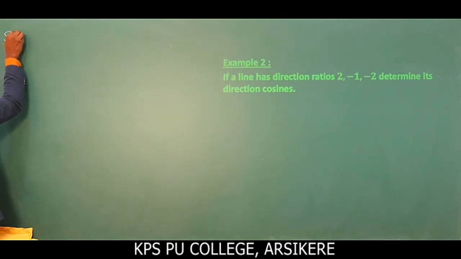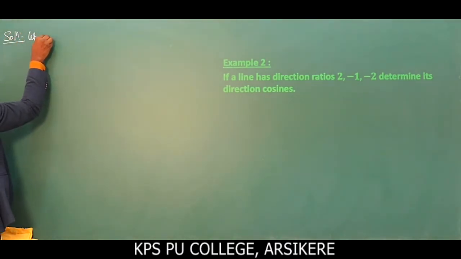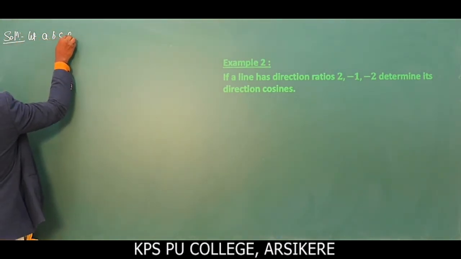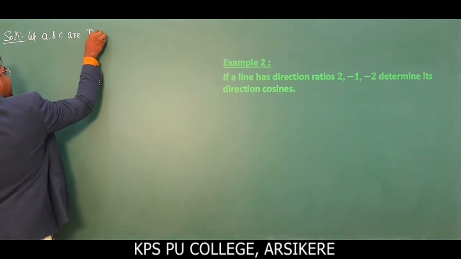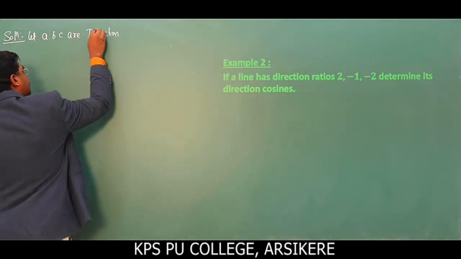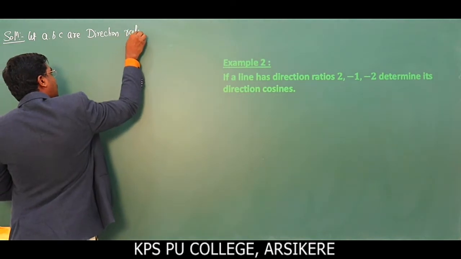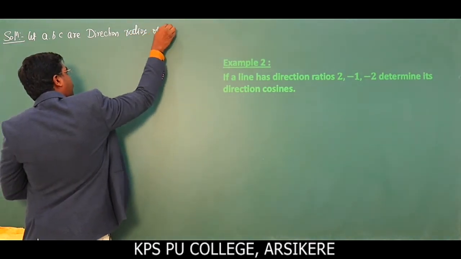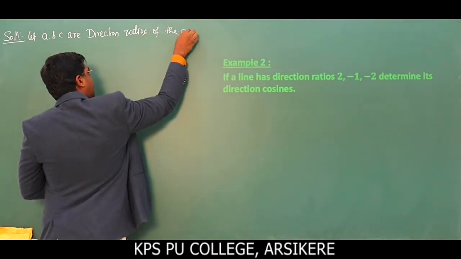Solution. Let a, b, c be the direction ratios of the given line.